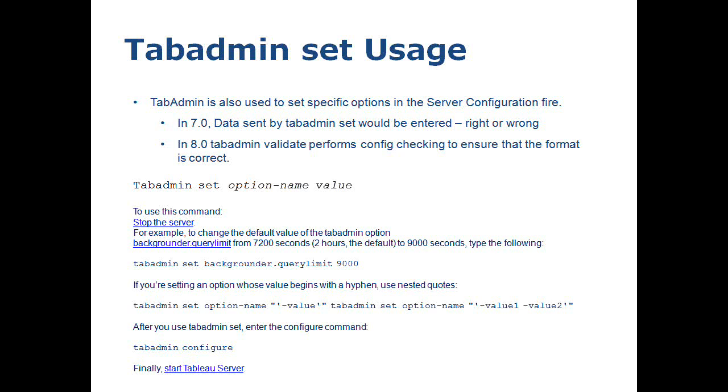So here you will be just going to your command prompt and then writing this kind of command, for example background query limit. You can set some limit to override the default configuration. So stop the server, for example, to change the default value of the tabadmin options. Okay, so background query limit is 7,200 seconds, which is the 2 hours default, and you change it to 9,000 seconds. Then you go ahead: tabadmin set background.query.limit 9000.